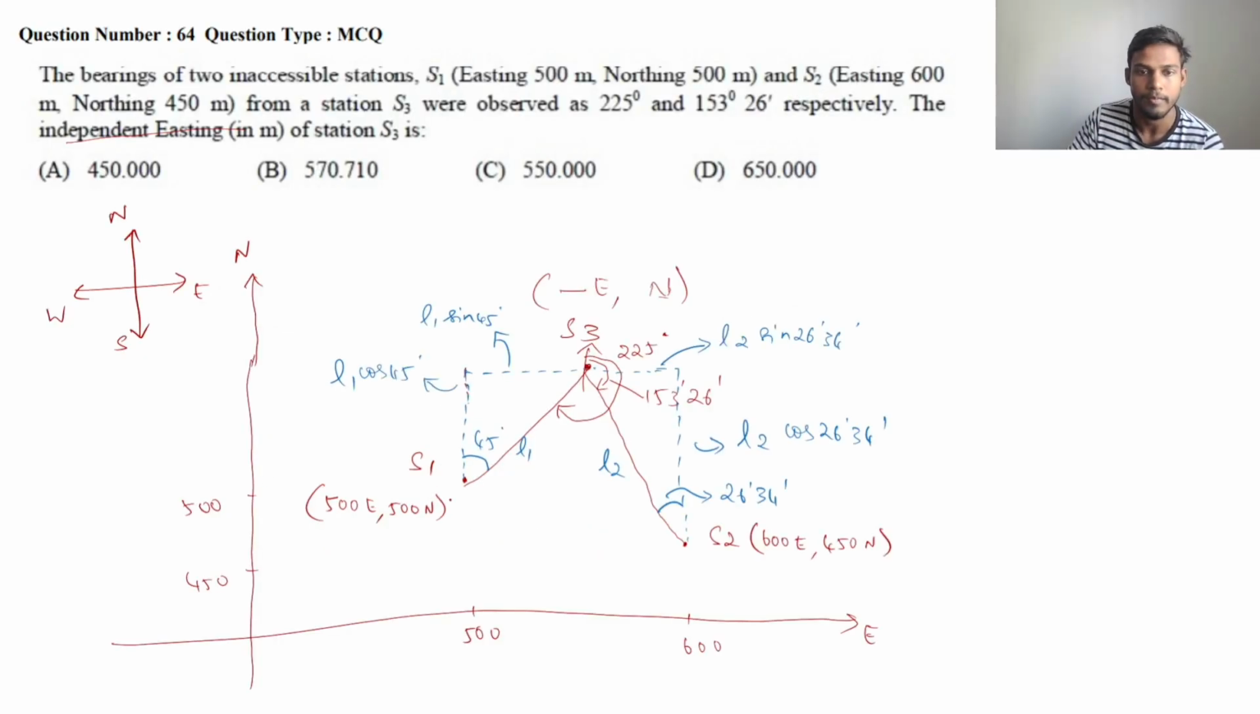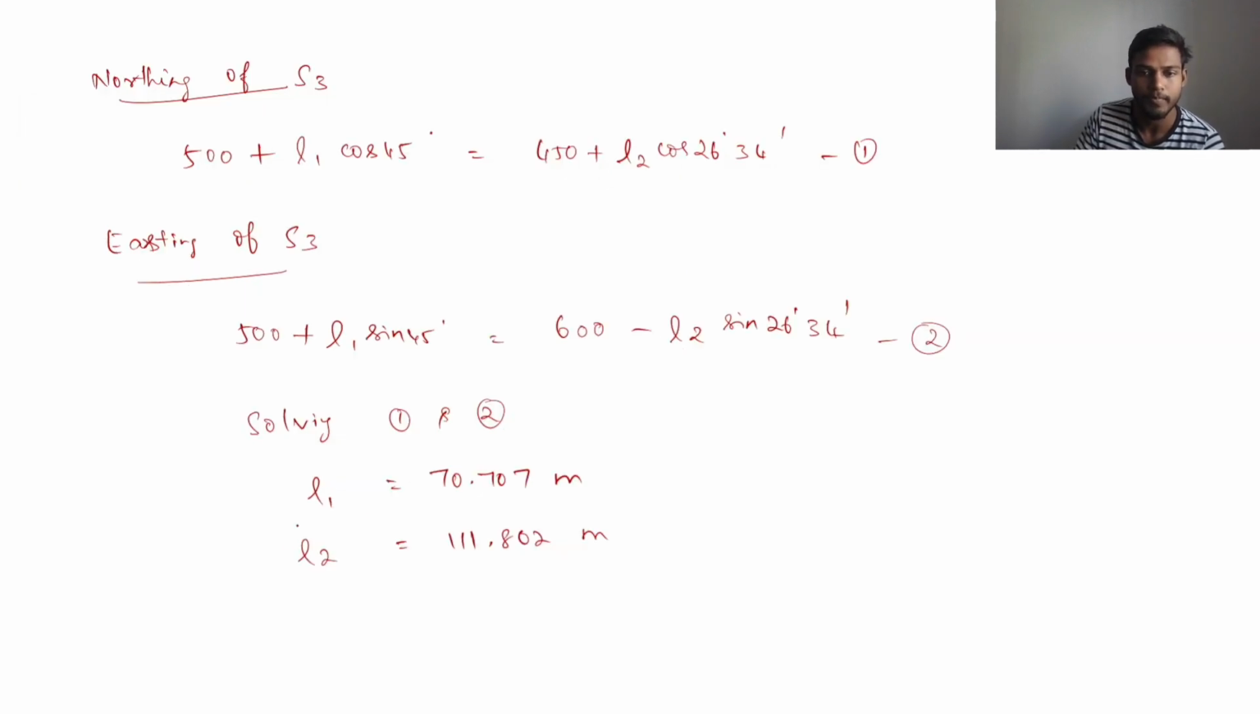That is, these diagonal distances, the hypotenuse distances L1 and L2. We got the answer. Now put these L1 and L2 in easting of S3. The question is to find the easting of S3. So easting of S3 can be found with respect to either S1 or with respect to S2.